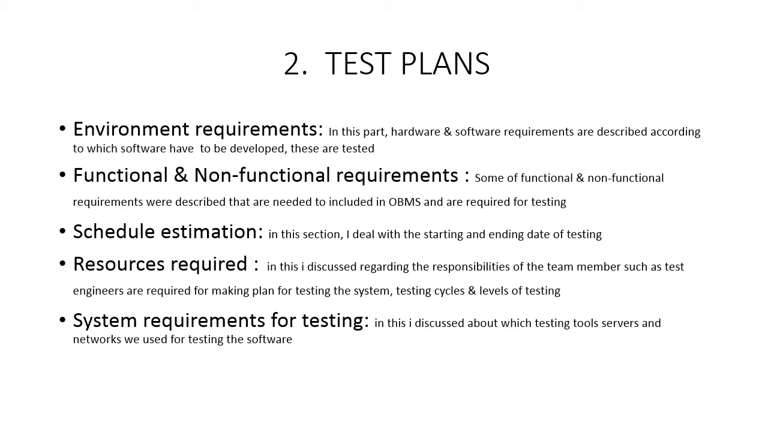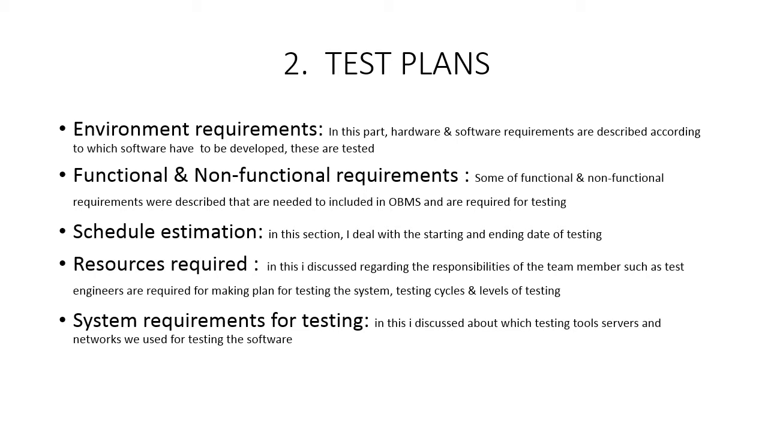As we all know, planning is the first step of software testing. A test plan document outlines the planning for the entire test process. In the environment requirements part, hardware and software requirements are described, according to which the software has to be developed and tested. Second one is functional and non-functional requirements. In this, some of the functional and non-functional requirements that need to be included in OBMS are described for testing. And third one is schedule and test estimation.